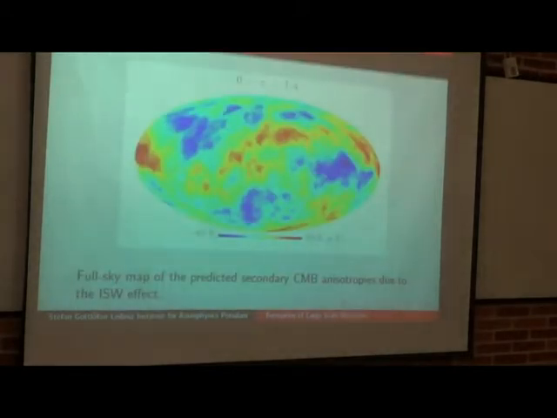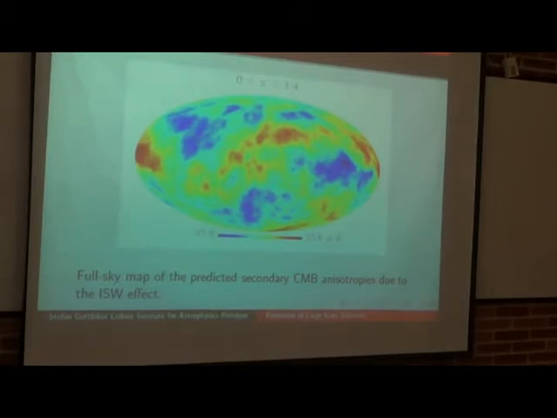And now the question is how to measure it. So we did it in the Jubilee simulation and measured this integrated Sachs-Wolfe effect between 0 and redshift 1.4, and this is basically what we got.